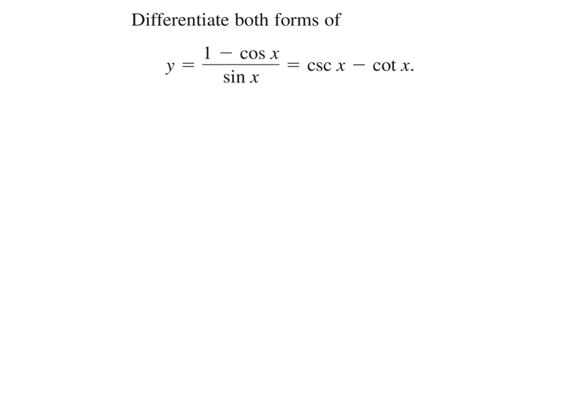Our next example is one that asks you to differentiate both forms of an equation. So using a little bit of algebraic trig manipulation, I have y equals (1 minus cosine of x) over sine x, which is actually equivalent to cosecant of x minus cotangent of x. So we're going to do the derivative of this guy separate from this one and see if they work out to be the same thing.